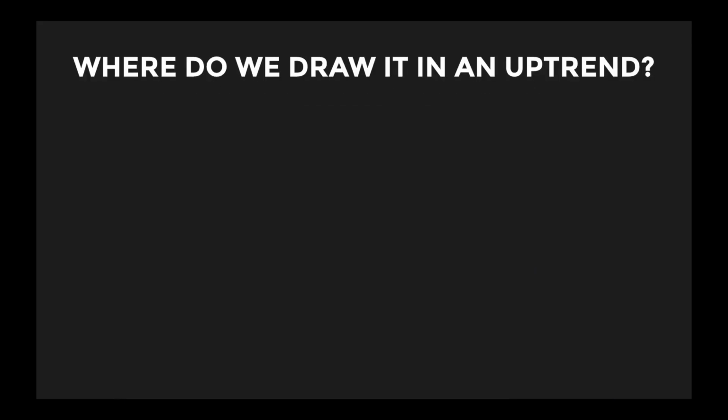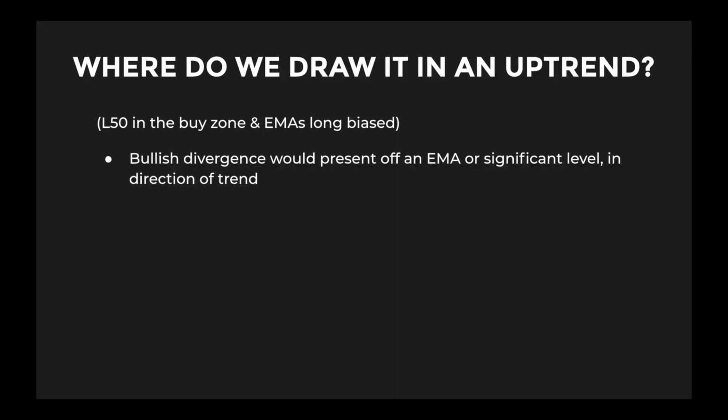So let me explain that a little bit more. Where do we draw it in an uptrend? Like I just said, with the L50 in the buy zone and the EMAs being long biased, bullish divergence is going to present off an EMA or significant level in the direction of overall trend, which in this situation is up. So that's going to be your bullish divergence, meaning your RSI is rising, price action is falling. You're at a significant level in an overall uptrend, and that's how you know that that's a good position to be looking for longs. And in this situation, you're trusting the RSI direction being bullish, not the price action being bearish. That's what the bullish divergence is.